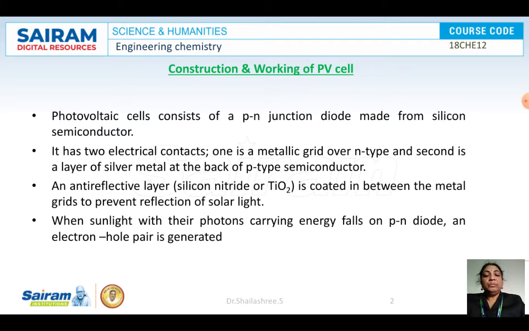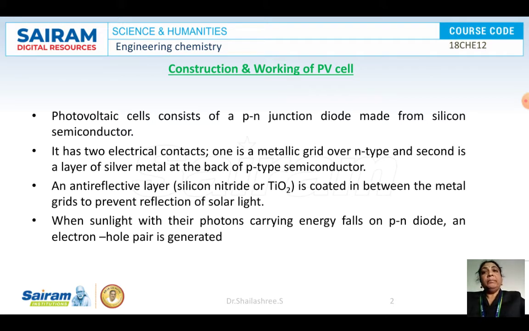This PN junction is one of the important parts of the photovoltaic cell. It converts the solar energy into the required electrical energy. So let us discuss the construction and working of solar cells.